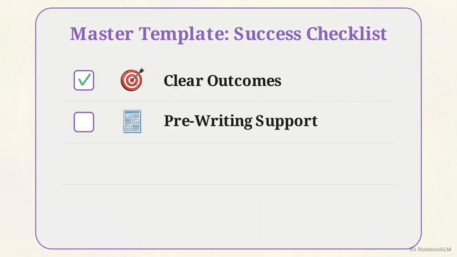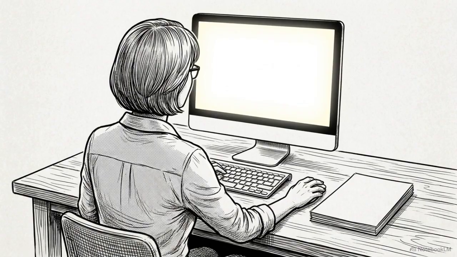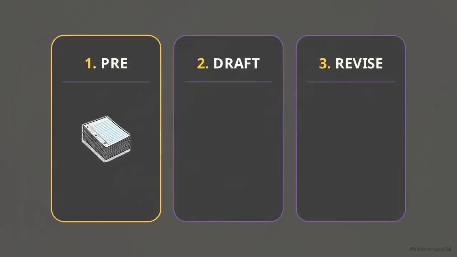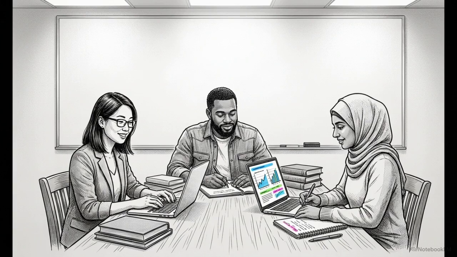Pulling back, we can now see the complete architecture of our lesson plan mapped out across the template. We established clear outcomes, provided pre-writing support, ran a content-first drafting loop, and finished with a targeted polish. Before you assign your next writing prompt, take a few minutes to run it through this exact 3-phase logic to ensure your students have the structural support they need.